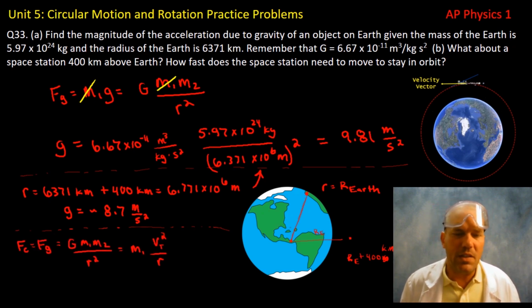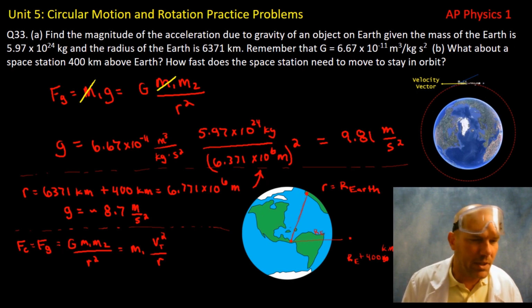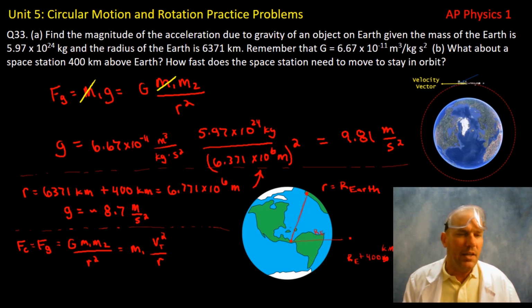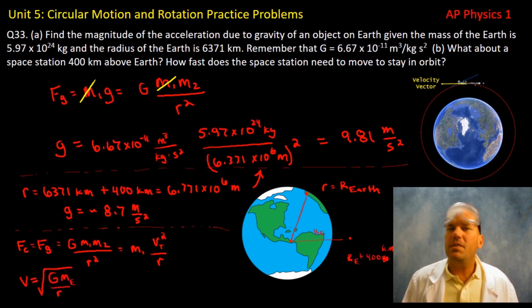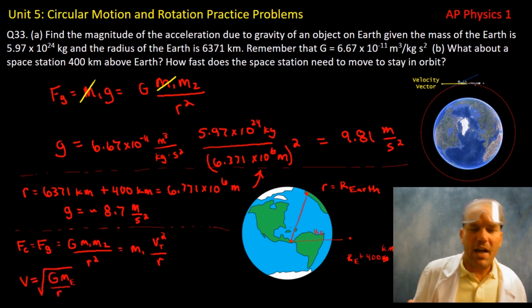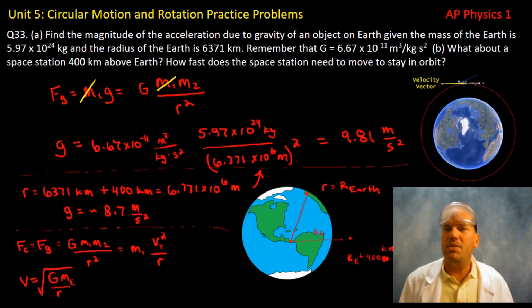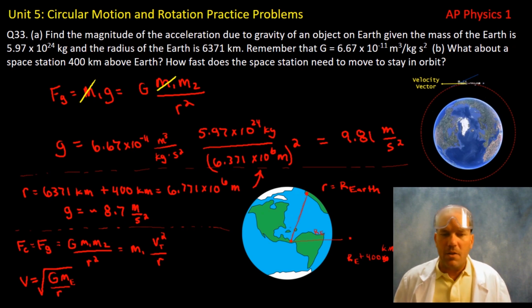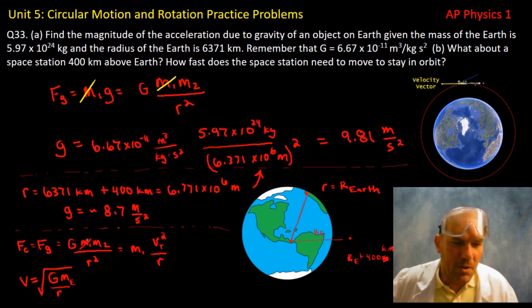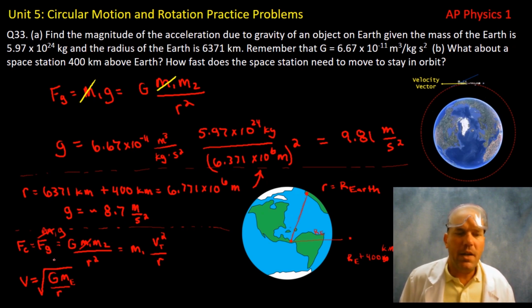Ultimately, rearranging to solve for the orbital speed, here's what it looks like. We rearrange this, and we get that the velocity is equal to the square root of our constant, big G, times the mass of the Earth. Remember, we've shown now in several problems that this is going to cancel out. Mass 1 times G is equal to force of gravity. Mass 1 goes away.